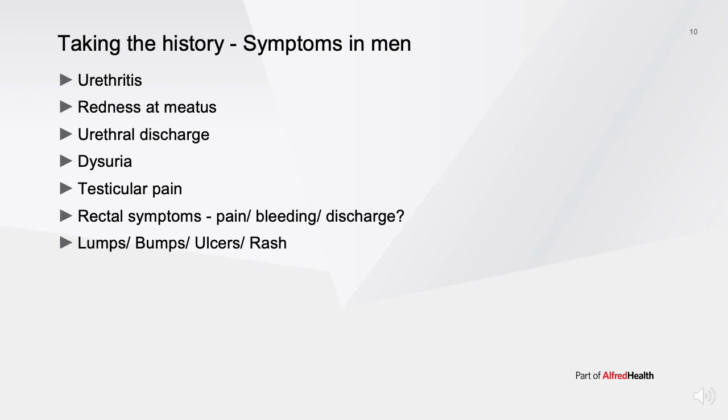And that can give us a sense about what STIs we might be thinking about. So yellow or green discharge might indicate something like gonorrhea, whereas clear or cloudy discharge may be more indicative of chlamydia. Often men with STIs like chlamydia or gonorrhea will have dysuria or discharge. We also want to know about whether there's any testicular pain. Do they have any rectal symptoms? And these include things like pain, bleeding, and discharge from the bottom. And do they have any lumps, bumps, ulcers or rashes?